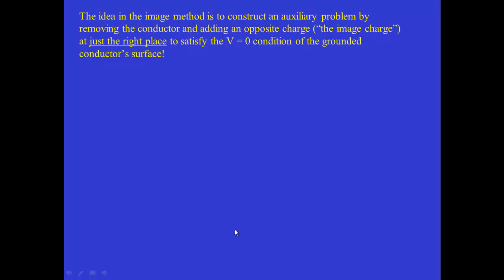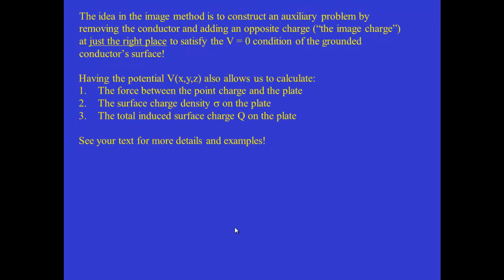The idea in the image method, just summarizing the basic approach, is to construct an auxiliary problem by removing the conductor and adding an opposite charge, which is called the image charge, at just the right place to satisfy the V equals 0 condition at the grounded conductor surface. And if we can do that, then we can rely on the uniqueness theorem to change the original problem into a much more easily solved problem.